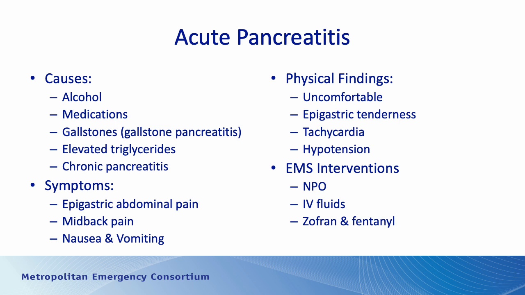So what do we do for them? In the field, we're going to keep them NPO. We're going to ask them about their past history and their history of alcohol use. IV access is appropriate, and if they're hypotensive or tachycardic, feel free to give them a fluid bolus, and then we treat them symptomatically with some Zofran and fentanyl. These patients can be miserable. Pancreatitis can become life-threatening if it progresses to the point where they actually have pancreatic necrosis, or the pancreas gland just breaks down. Those patients can have life-threatening events, and some of them will die.